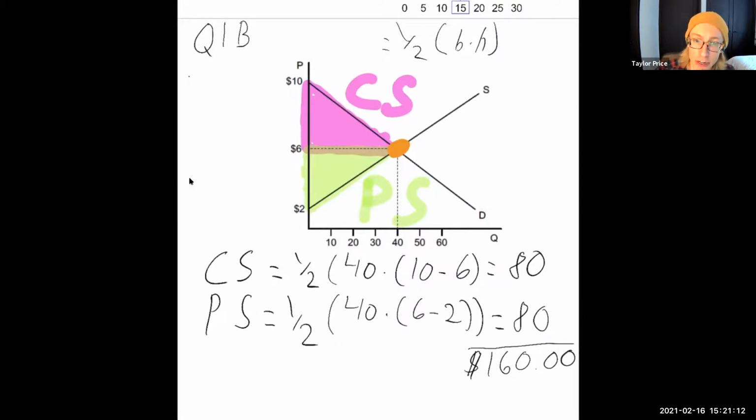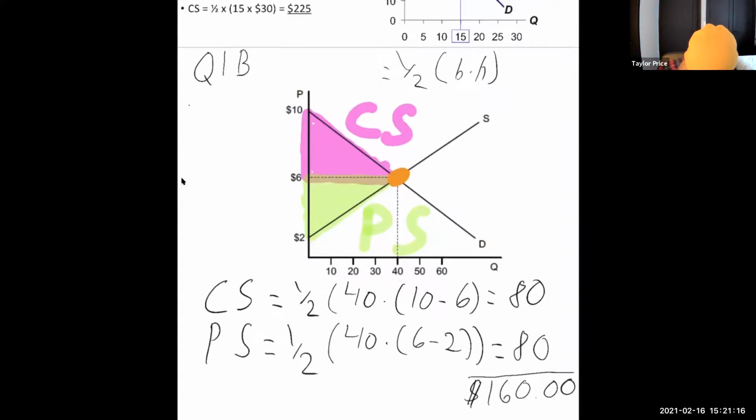Looks like I'm muted. Okay, so the formula for consumer surplus is this right here, which is also the same as the formula for producer surplus. So just the area of a triangle, which is 1/2 base times height.